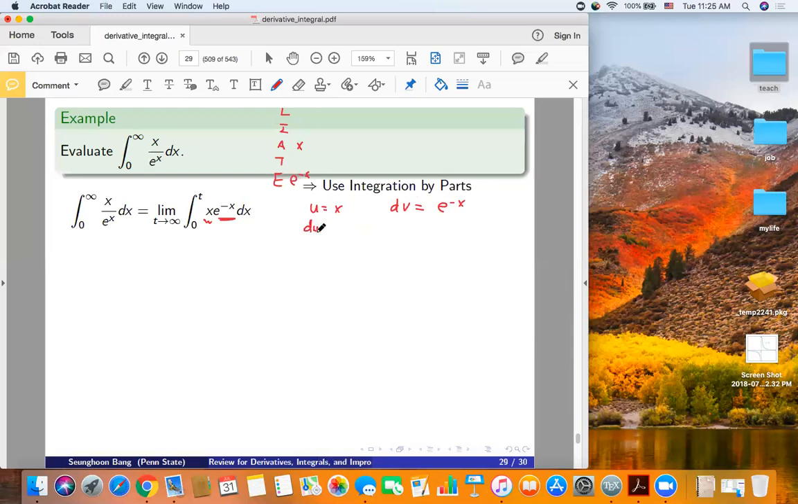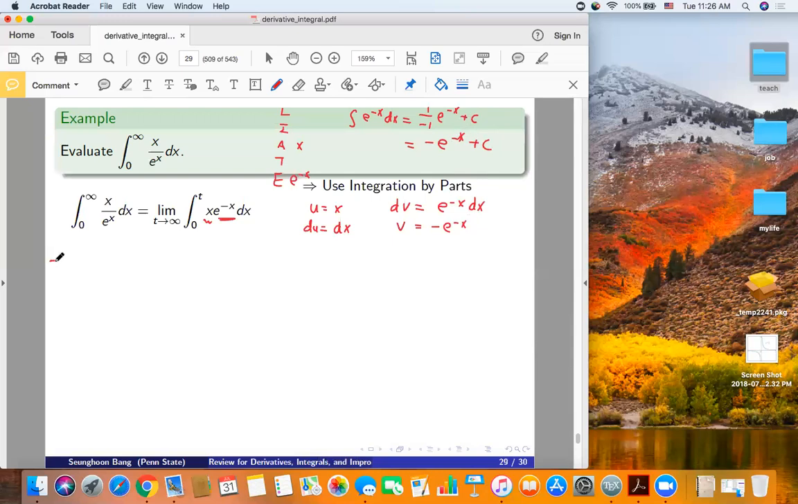Find du. du is the derivative of x, which is 1, times dx. So what's v? How can you find v? The integral of e to the minus x dx is, what's that? 1 over negative 1 times e to the minus x plus c. So we have negative e to the minus x plus c. This is integration by parts, so you don't need c. You keep the dx here. So v equals negative e to the minus x.